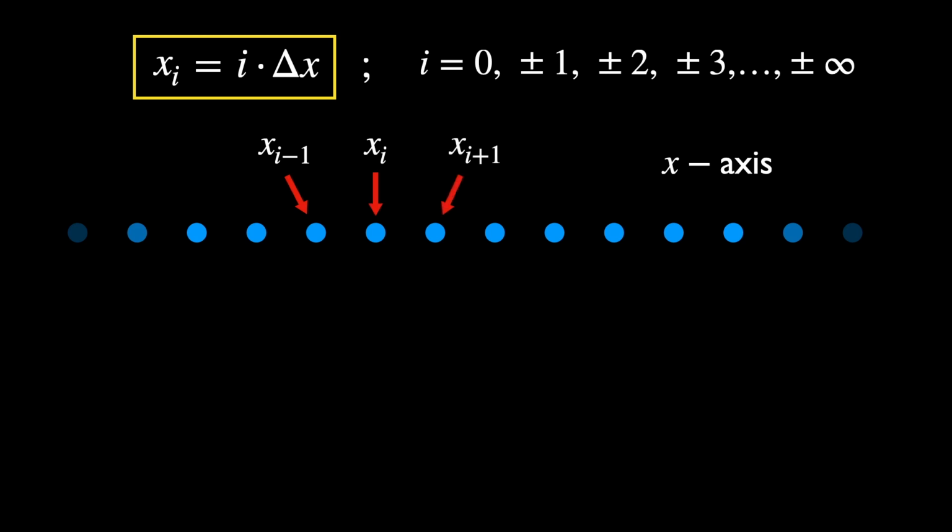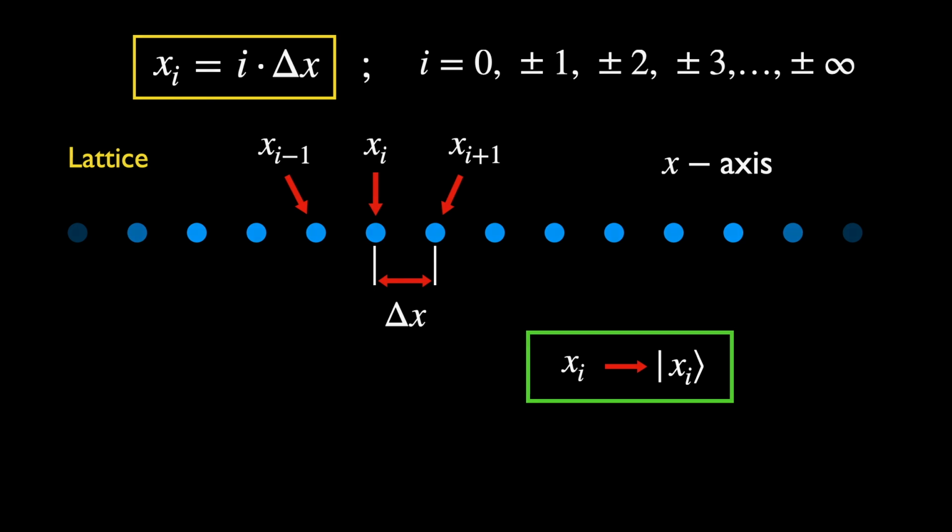These points form a one-dimensional lattice. We first assume that the lattice spacing delta x is finite. Each point on the lattice is then notated by such a right-pointing bracket. These are actually column vectors representing discrete positions along the x-axis. For the position xi, only the corresponding entry in the column is non-zero. Dirac calls such a vector a ket.